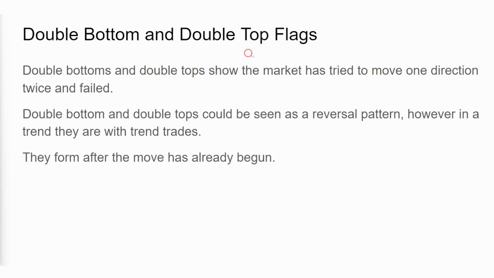Double bottom and double top flags. Double bottoms and double tops show the market has tried to move in one direction twice and failed. Double bottoms and double tops could be seen as a reversal pattern. However, in a trend, they are with trend trades. They form after the move has already begun.